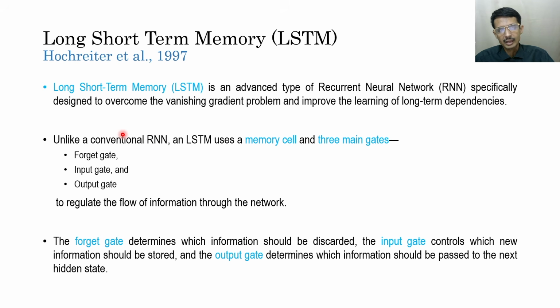Now, what is the basic difference? Unlike the conventional RNN, LSTM uses a memory cell and three main gates, namely the forget gate, input gate, and output gate, to regulate the flow of information through the network. The forget gate determines which information should be discarded. The input gate controls which new information should be stored, and the output gate determines which information should be passed to the next state. So these are the three major gates, and we will come to the memory cell later. What do we mean by memory cell? By virtue of this concept, LSTM is proposed to mitigate the problem of RNN, which is basically vanishing gradient, and for learning long-term dependencies.